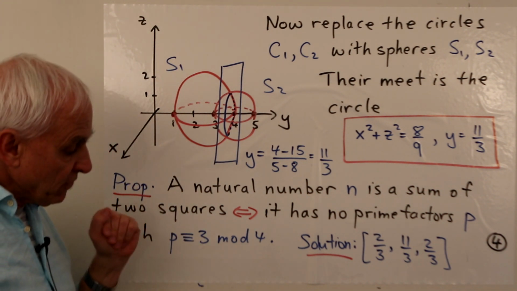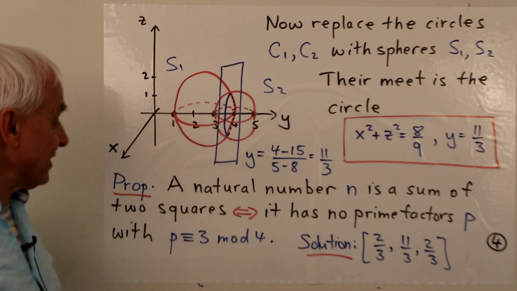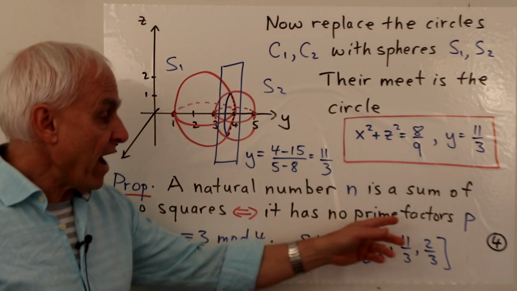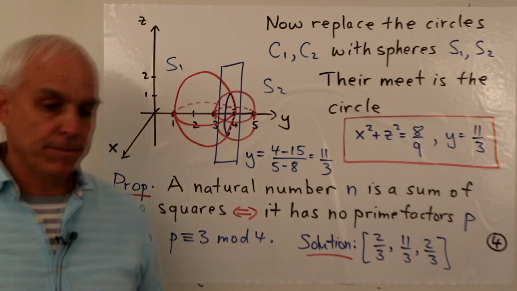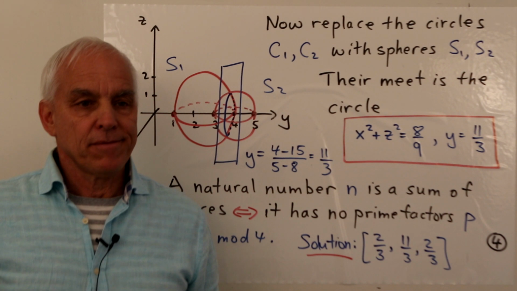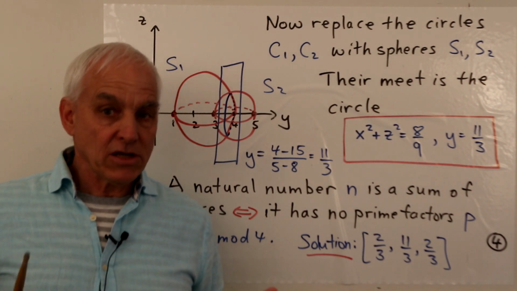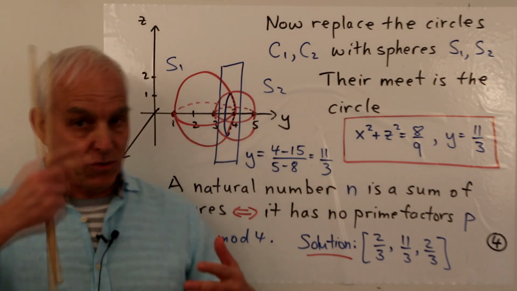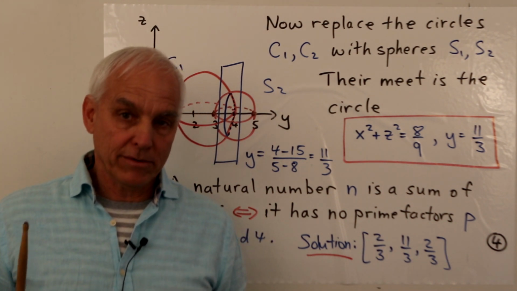Okay, so let me remind you of a famous result of number theory that says that a natural number n is a sum of two squares precisely when it has no prime factors p which are congruent to 3 mod 4. So numbers like 3, which is congruent to 3 mod 4, 3 is not the sum of two squares. However, 5, which is congruent to 1 mod 4, is a sum of two squares. It's 2 squared plus 1 squared.